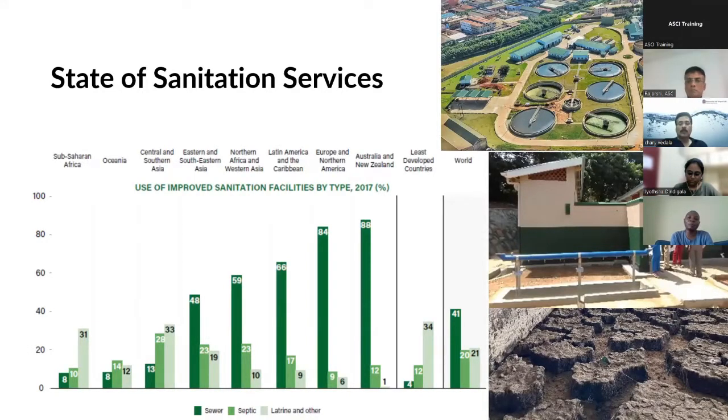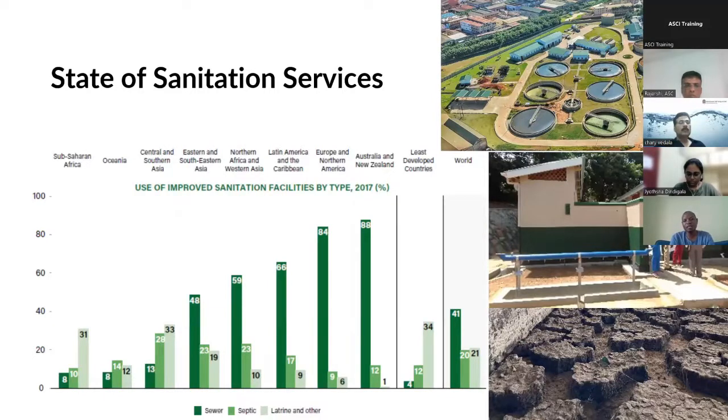Okay, so we've learned that we are making some progress. I don't want you to look at all the pictures in here, but on the left you'll see that graph: use of improved sanitation services by type. This is percentage 2017, a bit old, but you'll see on the right of the graph the difference between the developing world and the least developed countries.